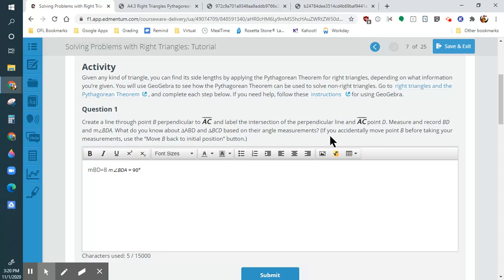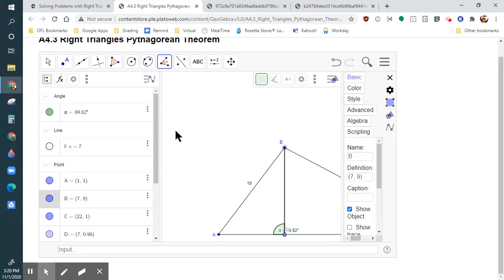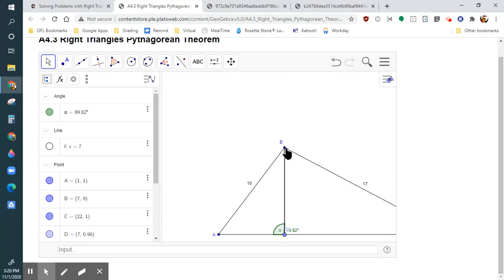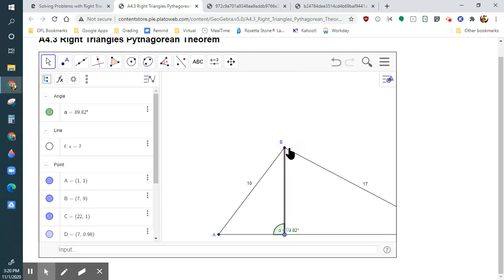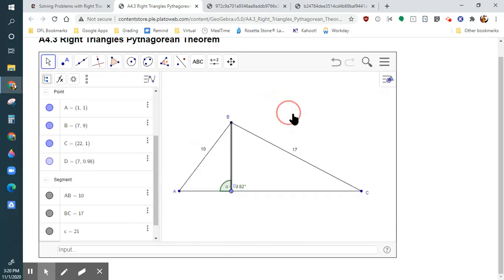Based on the angle measurement, if you accidentally move B before your measurements, move B back to the position button. How do I do that? That's interesting. I must have accidentally moved B then. So I wonder if I can. Nope. I don't see how I did. I don't know what's going on.